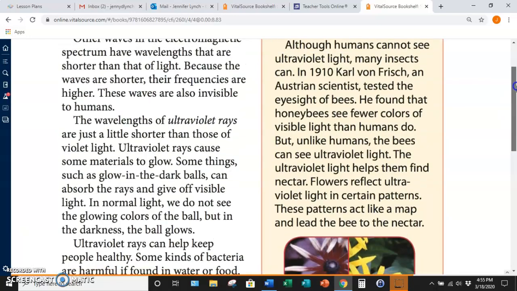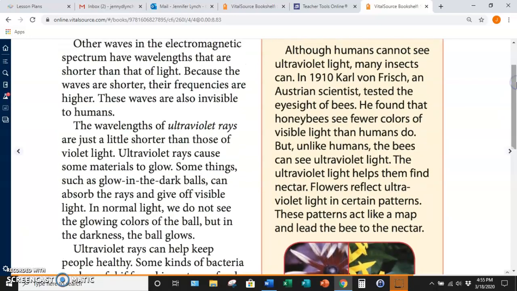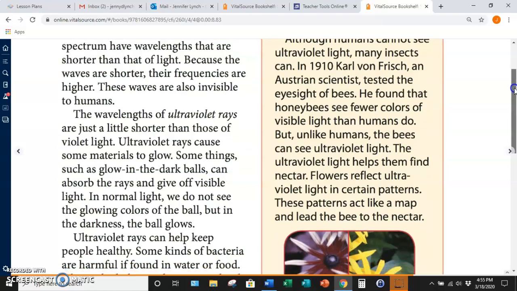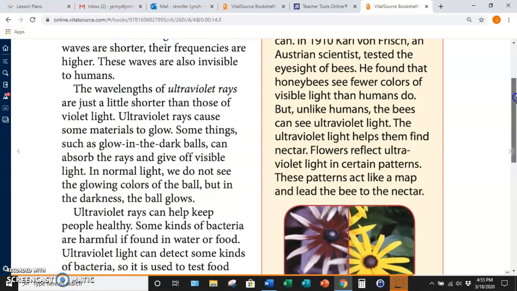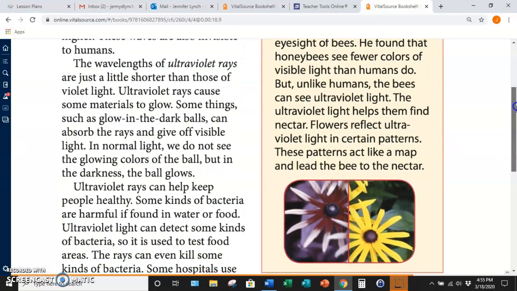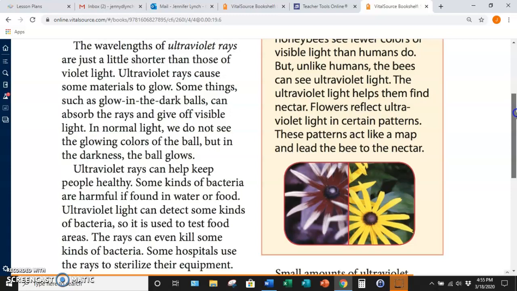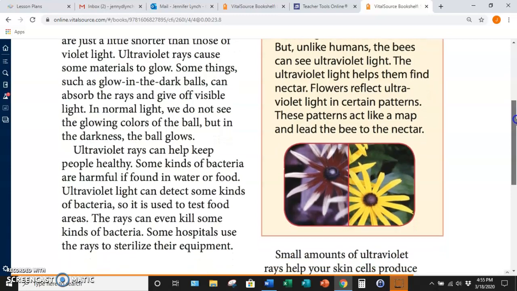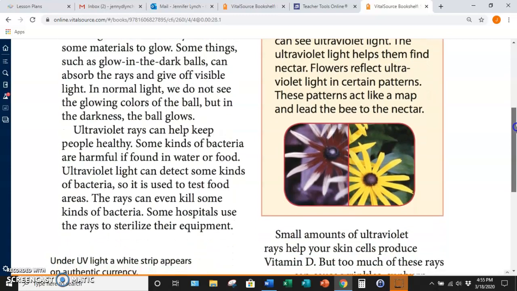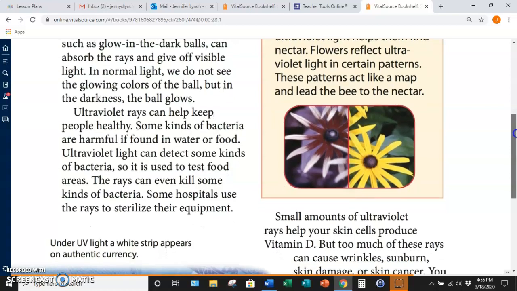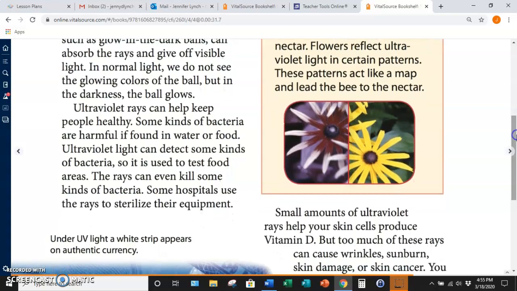All right, let's look here at this thing about bees. Although humans cannot see ultraviolet light, many insects can. In 1910, Karl von Frisch, an Austrian scientist, tested the eyesight of bees. He found that honeybees see fewer colors of visible light than humans do. But unlike humans, the bees can see ultraviolet light. The ultraviolet light helps them find nectar. Flowers reflect ultraviolet light in certain patterns. These patterns act like a map and lead the bee to the nectar.